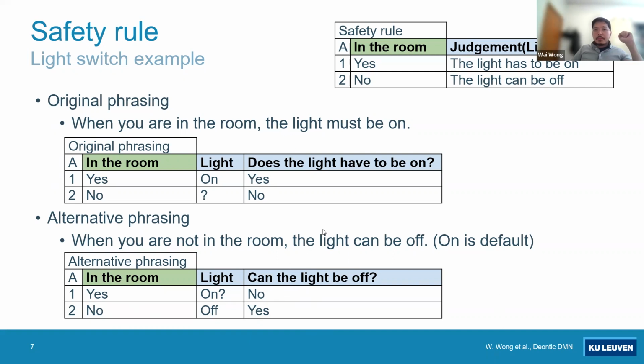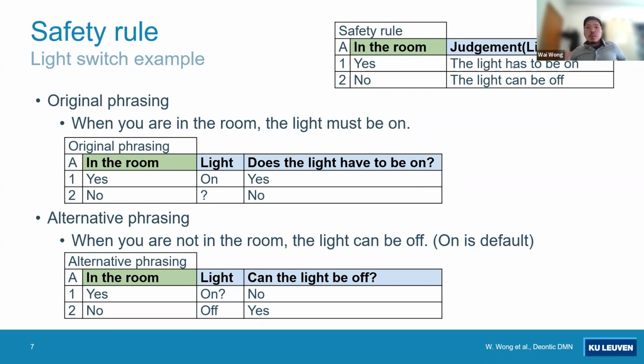So this is a slightly different phrasing and a different question, but in the end, we will come up with the safety rule. Actually, we will judge the light: is it on or off? It will become clearer that if you're in the room, the lights have to be on, and if not, the light can be off.